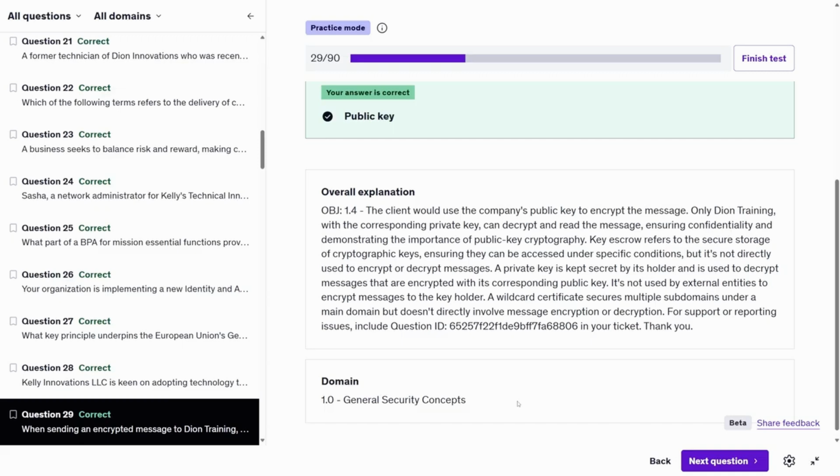A private key is kept secret by its holder and is used to decrypt messages that are encrypted with its corresponding public key. It's not used by external entities to encrypt messages to the key holder. A wildcard certificate secures multiple subdomains under a main domain, but doesn't directly involve message encryption or decryption.